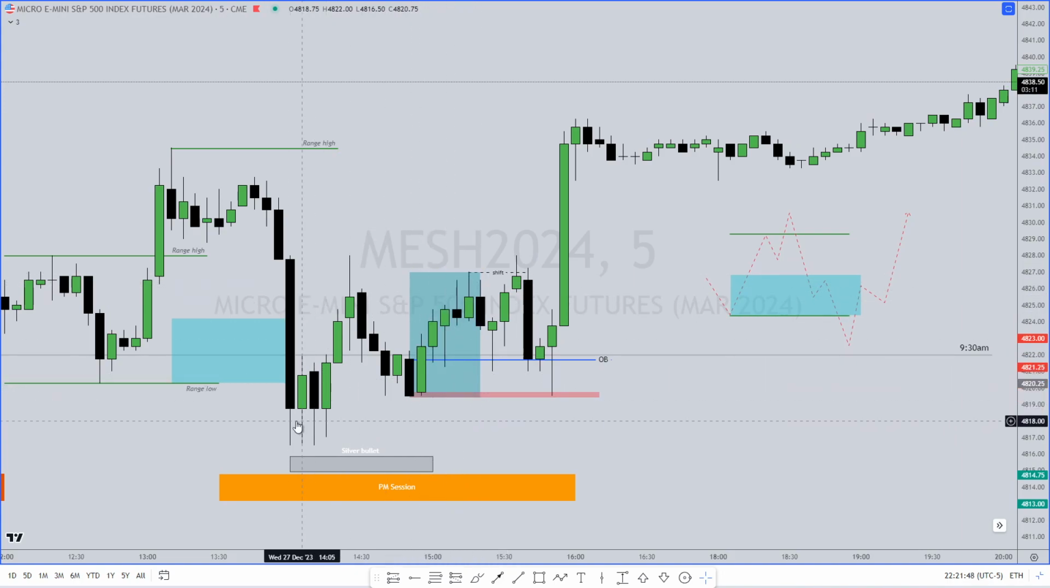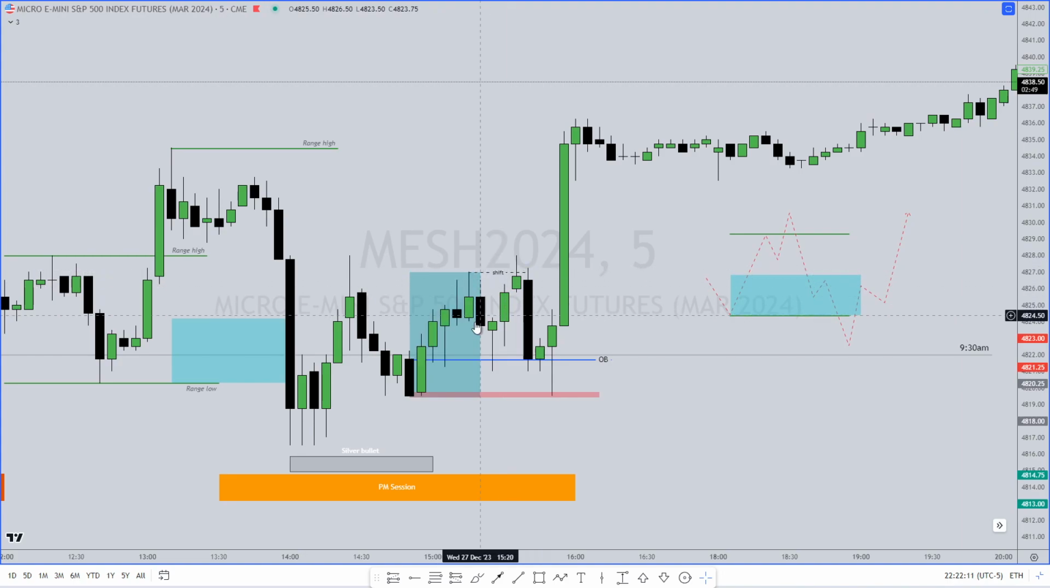So the silver bullet macro has played out, right? 2 o'clock ran down, came below the range. We had these rejections off the base of the range. There's no continuation. We break back into the range. We're back into the range. We have this small fair value gap validating this order block. Order block holds. We have another swing high. That swing high gets shifted.